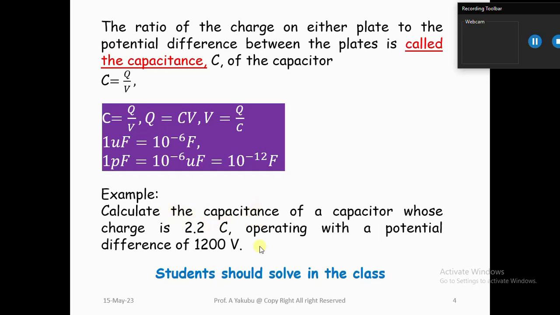For example here, which I expect students to solve based on the formula for capacitance, is a direct question. Calculate the capacitance of a capacitor whose charge is 2.2 coulomb, operating with a potential difference of 1200 volts. Just plug these values into the equation and you'll be able to get the capacitance of the capacitor. I expect students to do that and tell me what the answers are by the time we meet in our lesson.